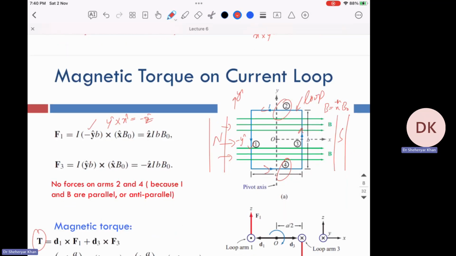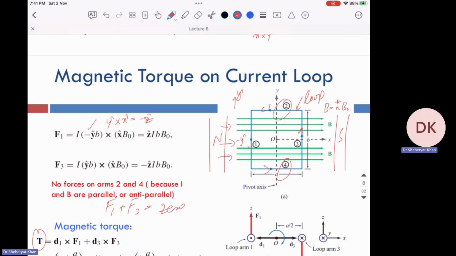Okay. So we have F1 and we have F3. What is the sum of F1 and F3? 0. Right? So that means that if you place a coil inside the magnetic field, the total force is 0. There is no net force. How can you make it workable? How can you take benefit of that such that it can be useful?